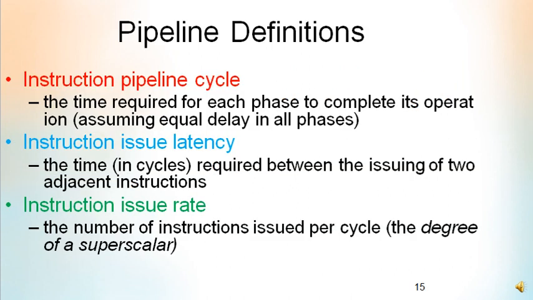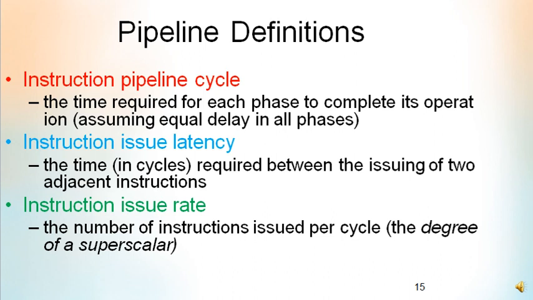And there are some definitions for pipeline architecture. First one is instruction pipeline cycle. That means it's a time required for each phase to complete its operations, assuming equal delay in all these four phases. That is fetch, decode, execute, and write back phases. And next one is instruction issue latency. It's a time required between the issuing of two adjacent instructions. Note that each instruction combines these four phases.